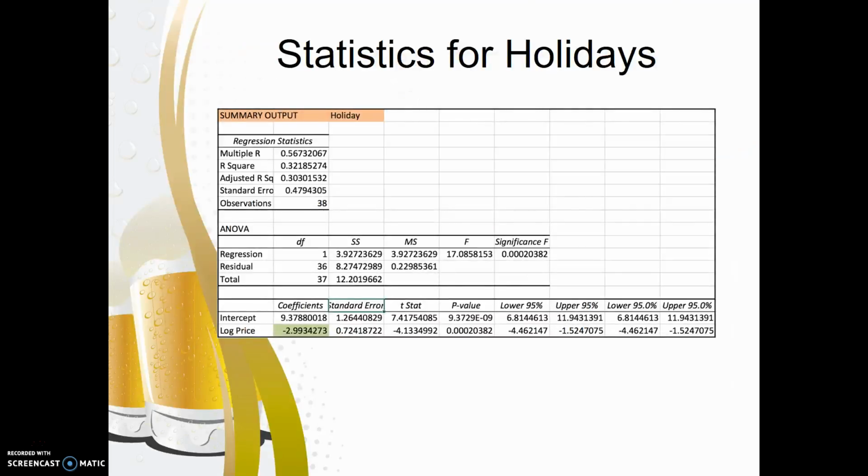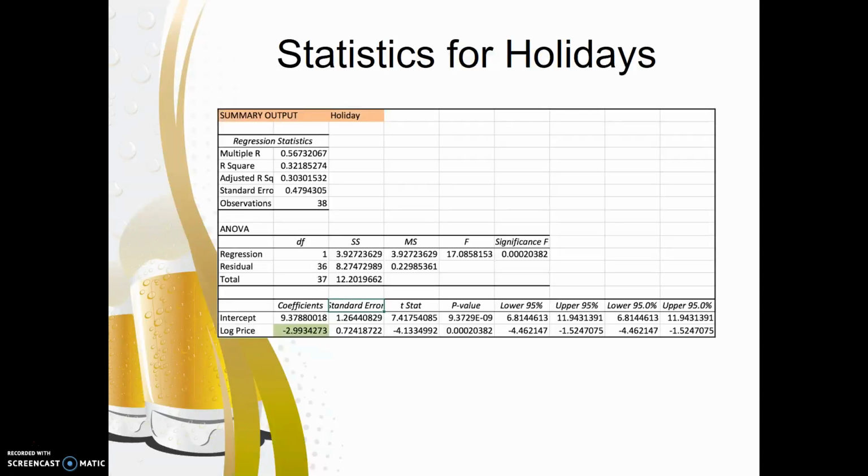Next up, we looked at just the holiday periods. What is the price elasticity like on holidays? To do this, we used a log model. So we look at log price against log demand, and the coefficient for log price would be the elasticity.